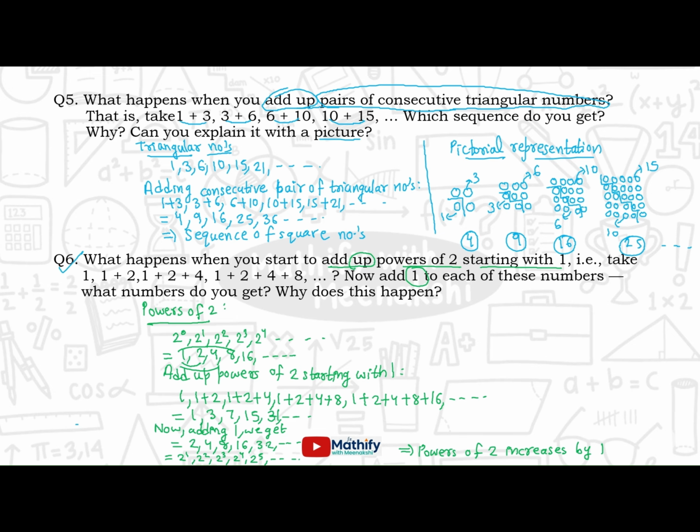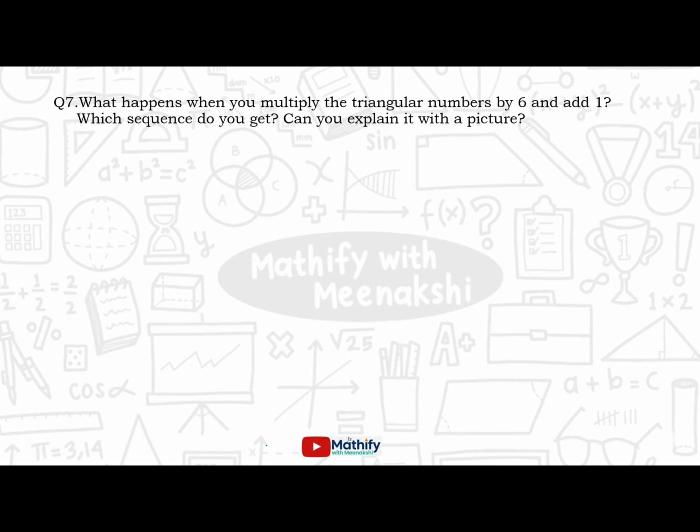Question number 7. What happens when you multiply the triangular numbers by 6 and add 1? First, you should know what a triangular number is. So let's try that. That is 1, 3, 6, 10, 15, 21, and so on. Basically, you have to add counting numbers up. Now they're saying multiply by 6. So first we'll multiply these numbers by 6 and then we add 1.